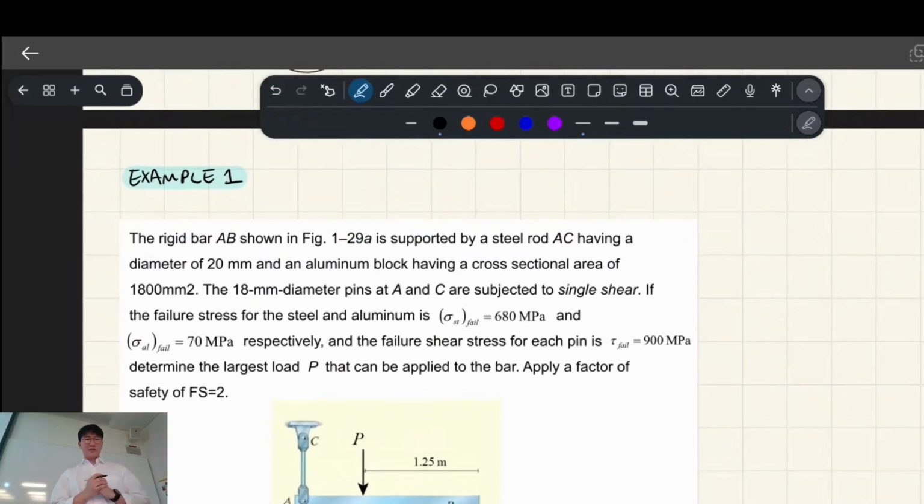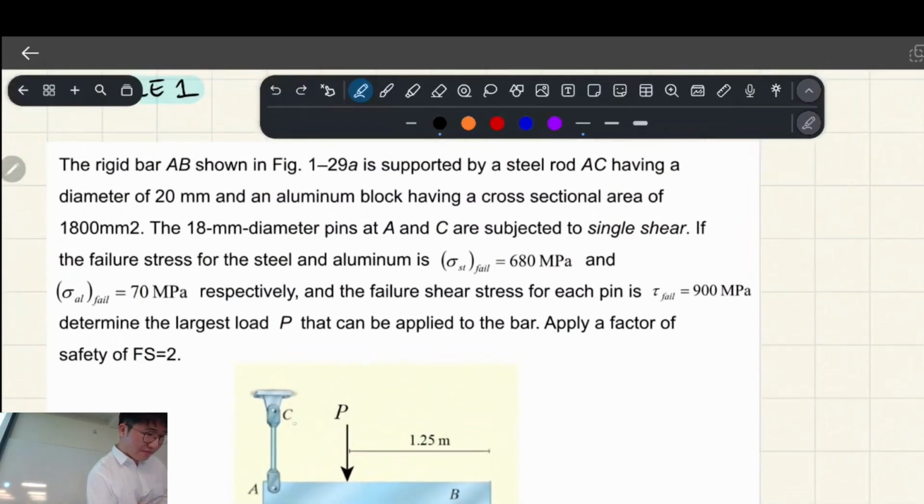Okay. So there's a rigid bar AB, and it's supported by a steel rod on the left, and a roller support on the right. And the steel rod has a diameter of 20 mil. And there's an aluminium block having a cross-sectional area. It doesn't really say the shape, but it doesn't matter. Let's just pretend it's rectangular. It has a cross-sectional area of 1800.